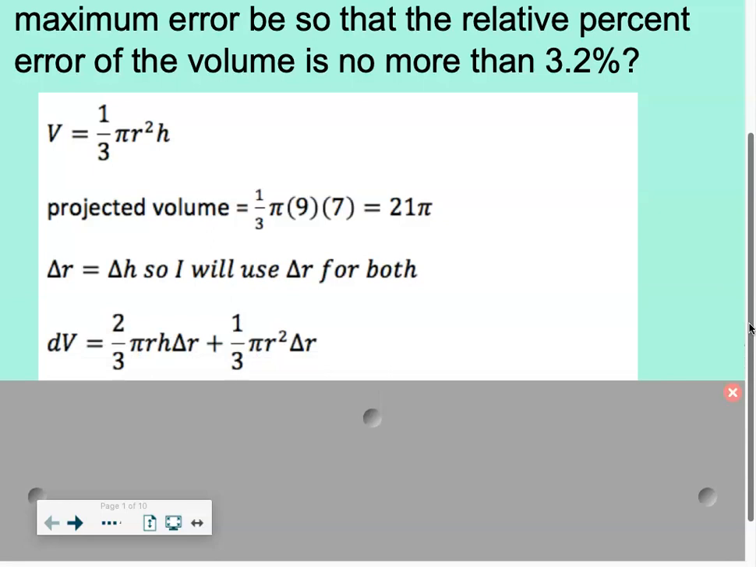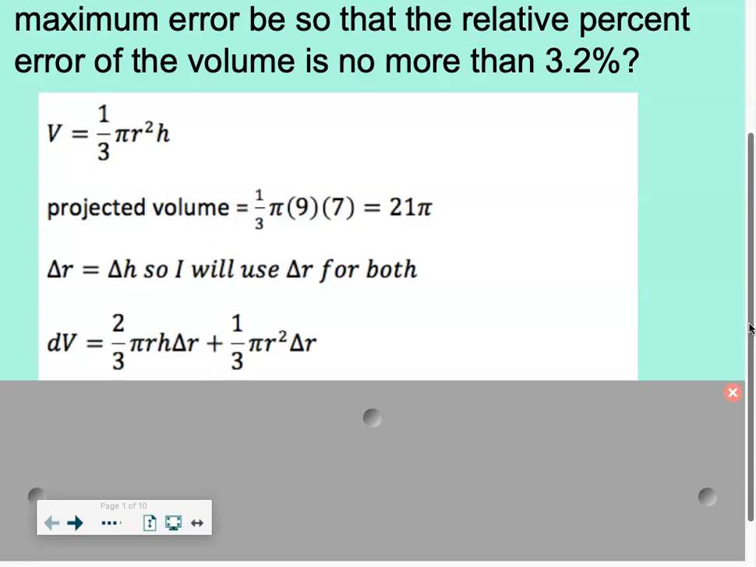So there's my dV. My dV is partial V partial R, so partial with respect to R times delta R, plus partial with respect to H times, again, it'd be delta H, but delta H and delta R are the same. So times another delta R, right?